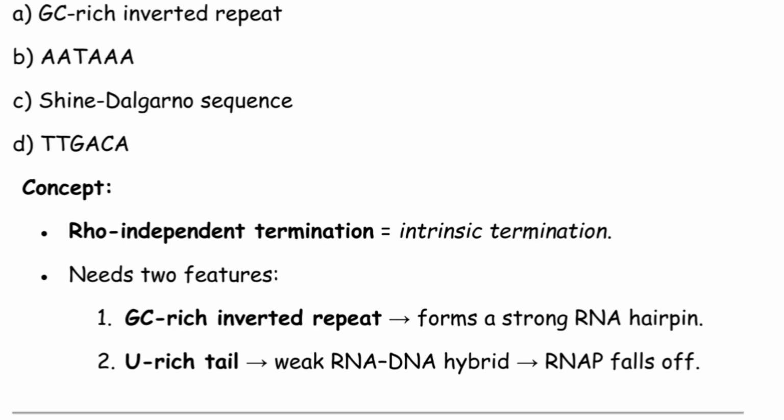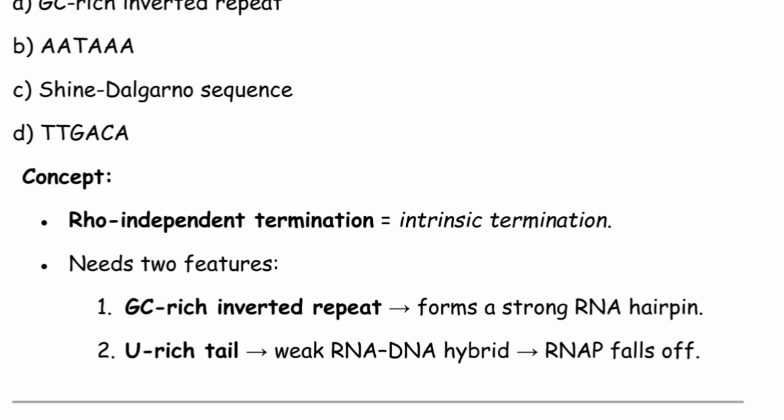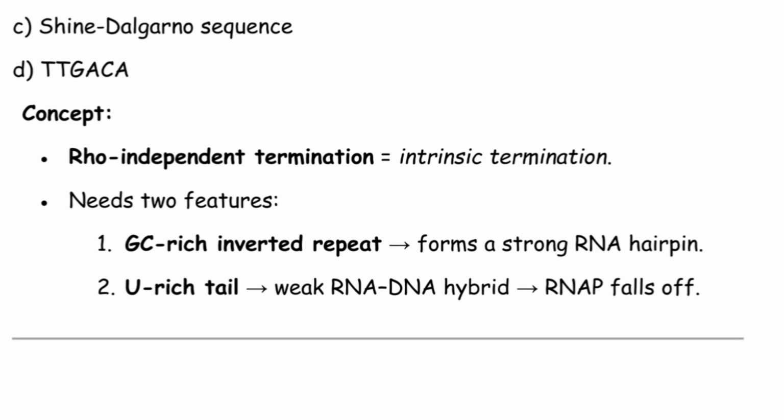Now this Rho independent termination, as said, is an intrinsic termination. It needs two features: uracil rich tail and GC rich inverted repeats. As there is a triple hydrogen bond between G and C, the GC rich inverted repeat forms a strong RNA hairpin, and the uracil rich tail makes a weak RNA-DNA hybrid, which results in a halting of RNA polymerase. As a result, the process is terminated here.